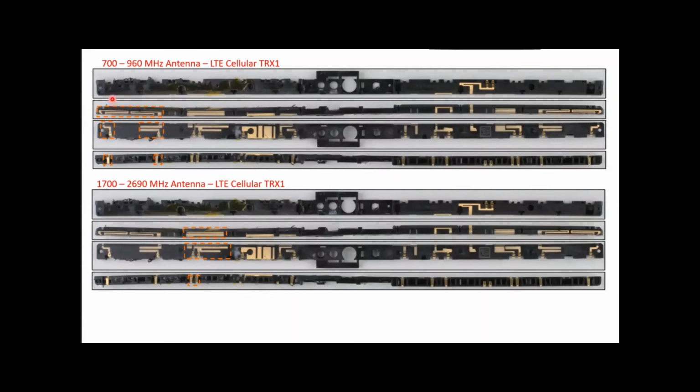I have a fondness for loop antennas because of my PhD and Mike's influence for many years on loop antennas. So this loop antenna is tunable. This is a tunable loop antenna, and it covers this band 970 to 960. The next antenna highlighted here is a single 1700 to 2690 antenna.